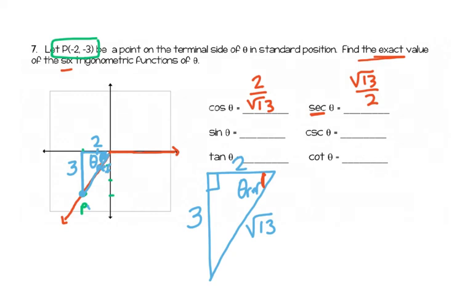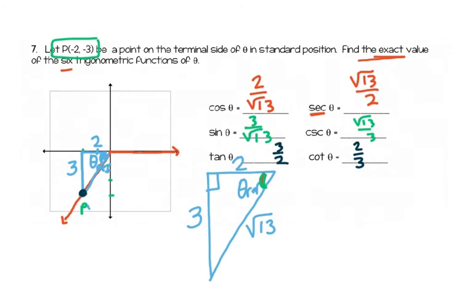Okay, the sine of theta. So here's theta. Sine is opposite over hypotenuse. The cosecant is the inverse of that, so square root of 13 over 3. And then the tangent is opposite over adjacent, so that one's going to be 3 over 2, and the inverse of that would be 2 over 3. So those are the six trig ratios if your point is negative 2, negative 3.